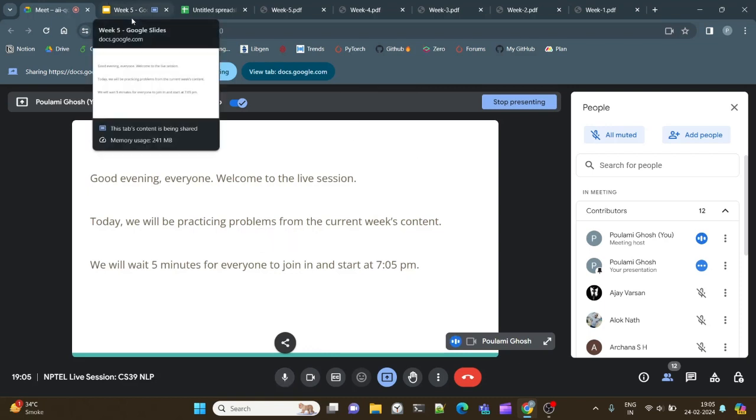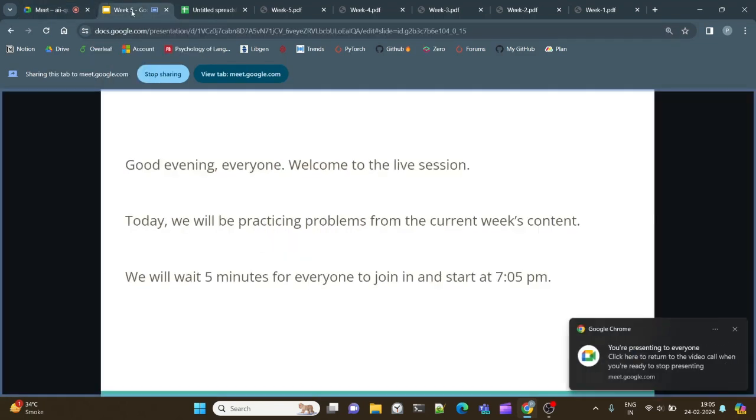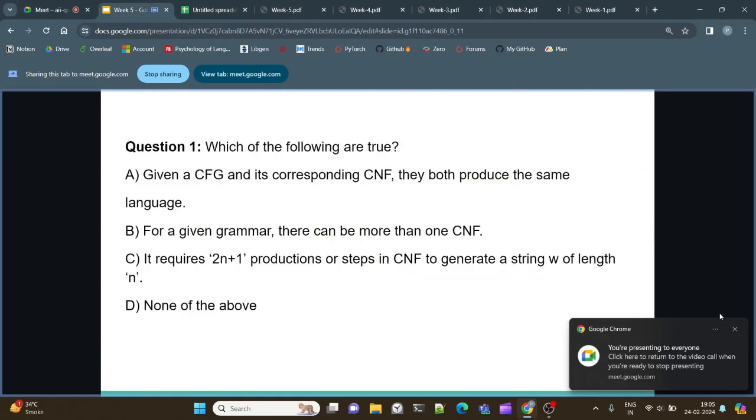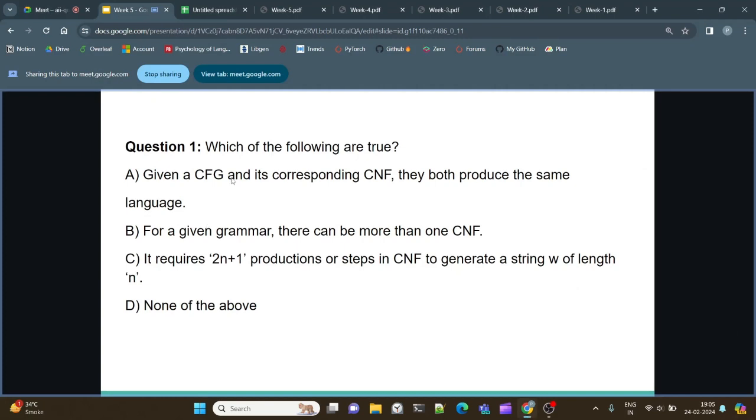Okay, good evening, everyone. So, let's get started with the live session. This is the first problem for today. We have been given a few statements. We need to say which of the following are true. Please try solving the problem and we'll wait for a couple of minutes and then we'll discuss the solution.